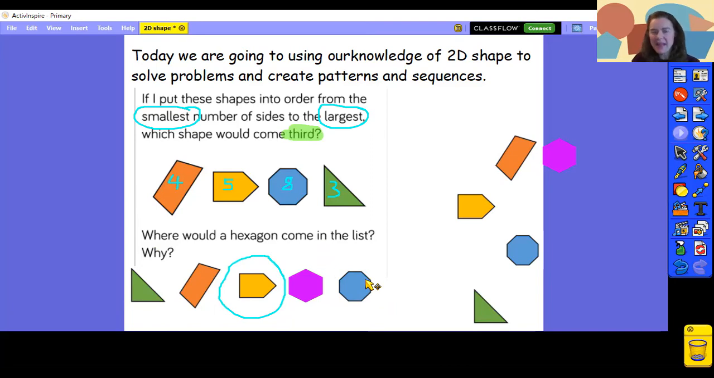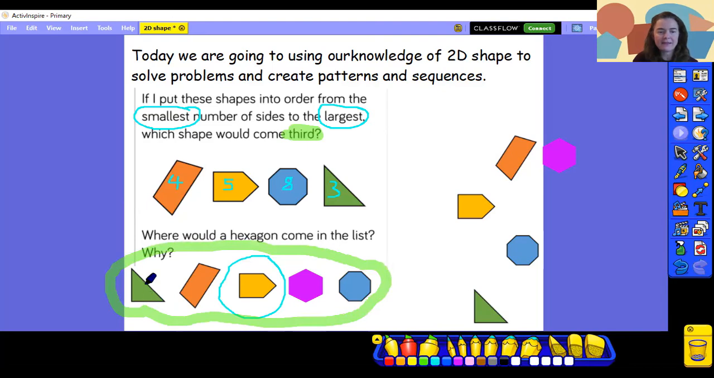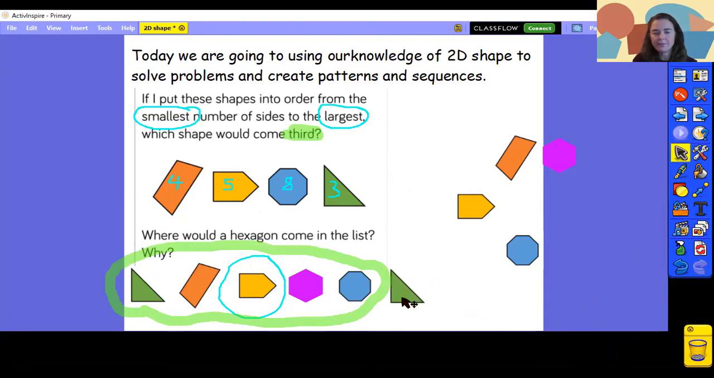Welcome back. Okay, so let's try and repeat the pattern. So our pattern, I'm just going to draw around our pattern so you know what it is. This is our pattern. So our pattern is green triangle, orange parallelogram, yellow pentagon, purple hexagon, blue octagon. And I want to repeat that pattern. So what comes after the octagon? Well, let's have a look at the start of the pattern. It is a triangle. So I need my green triangle.